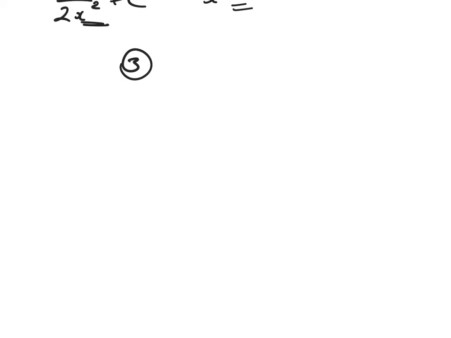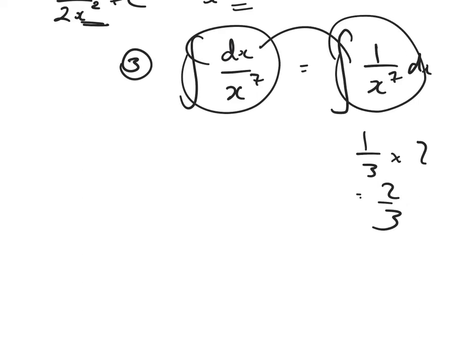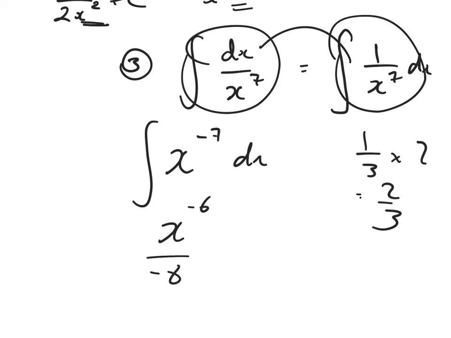Okay, example 3. The integral of dx over x to the 7. Right, now, that's just another way of writing 1 over x to the 7 dx. It's a bit like saying you've got 1/3 times 2, well that can be written as 2/3. So if you see it written like that, just write it like that, and then take it from there. Prepare to integrate, bring the thing up, x to the minus 7, and then integrate: x to the minus 6 over minus 6 plus c. I can then bring that down, and that will be minus 1 over 6x to the positive 6 plus c.